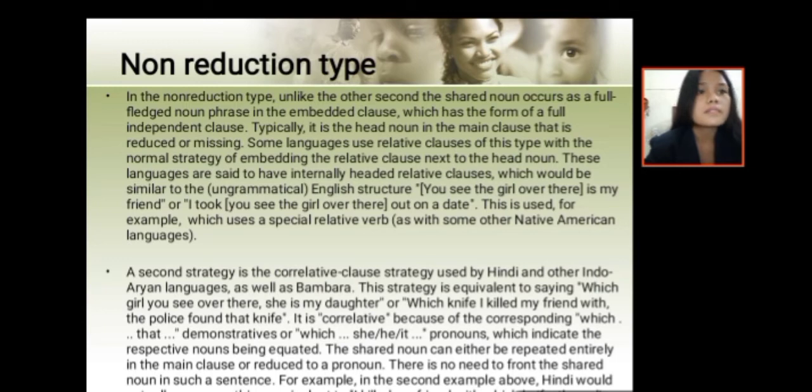This will be similar to the English structure: you see the girl over there, is my friend, or look, you see the girl over there, out on a date. This is used, for example, in languages which use a special relative verb, or as with some other Native American languages.